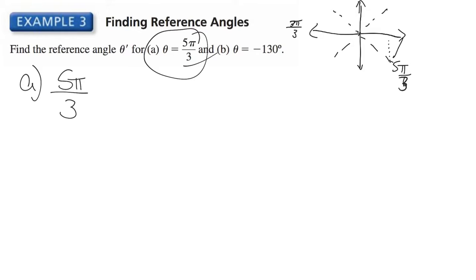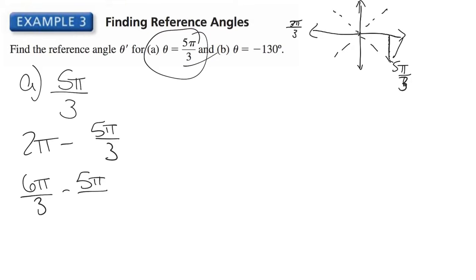We need to look at what our reference angle is. How are we going to do that? Well, it's in the fourth quadrant, so we're going to do 2 pi minus 5 pi over 3. 2 pi is identical to 6 pi over 3, right? I just stretched it so we had a common denominator. We're subtracting 5 pi over 3, and our reference angle is pi over 3. Hopefully that makes sense. It may take some practice.